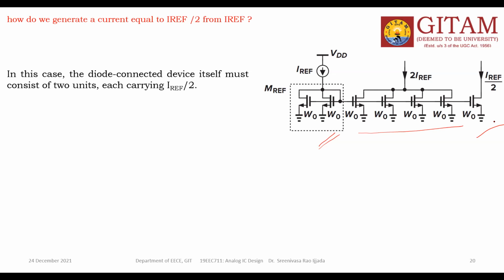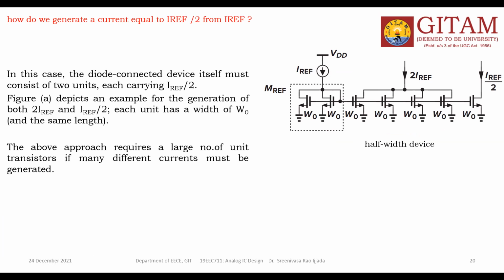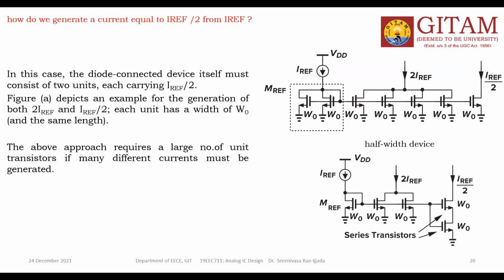The problem is easy, but the device length or area keeps increasing because of using this technique. So these are the half width devices. The above approach requires a large number of unit transistors when many different currents must be generated. So this is another way for this.